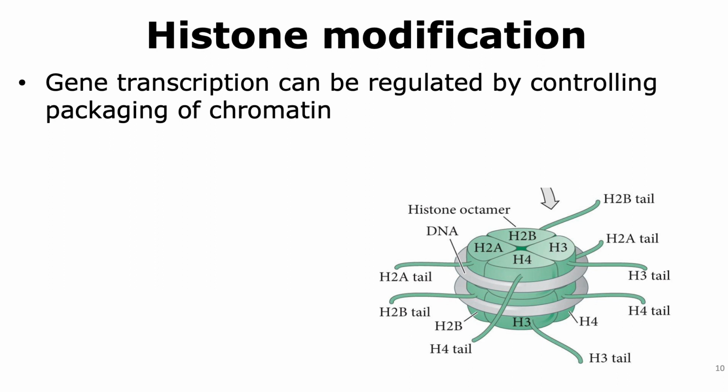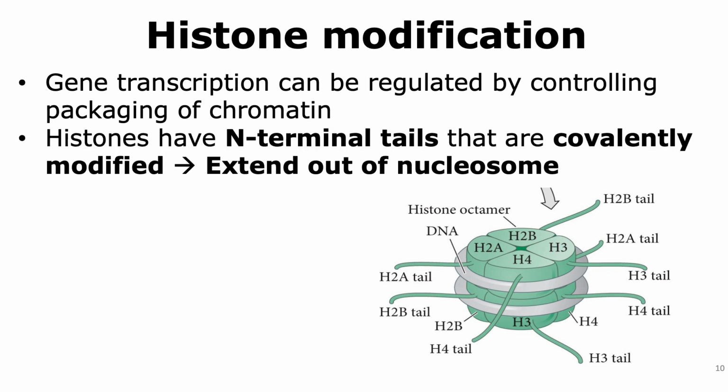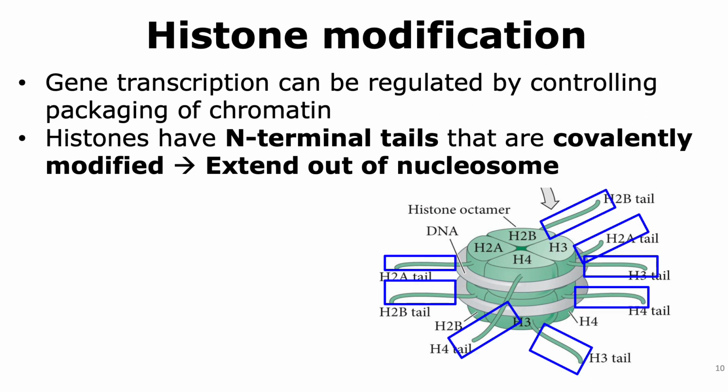Now, gene transcription can be regulated by controlling the packaging of chromatin. To control the packaging of chromatin, the histones can be covalently modified. The histones have N-terminal tails that extend out of the nucleosome, as shown in the figure below. If we look at the figure below, all the parts in these blue boxes are the N-terminal tails of the histones that extend out of the nucleosome and are normally covalently modified.